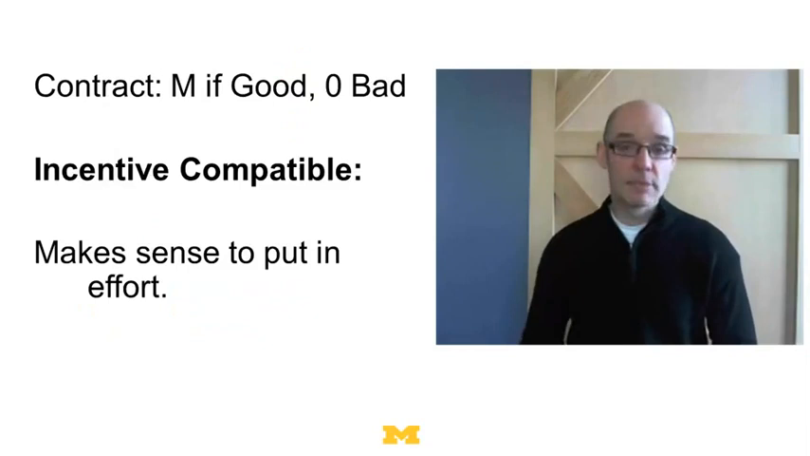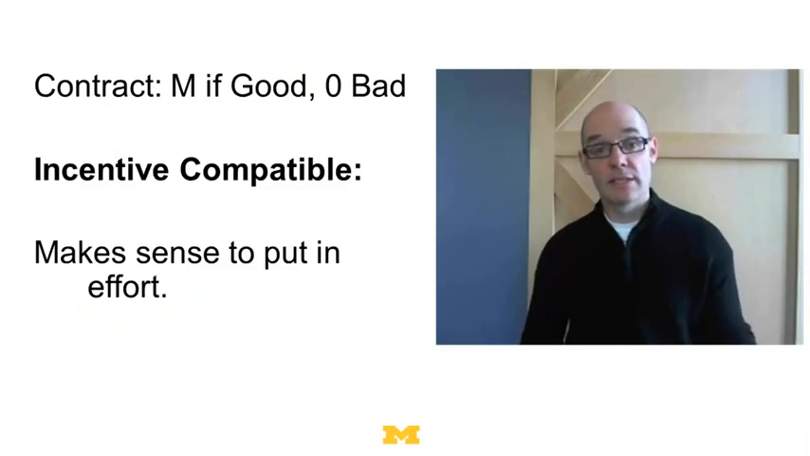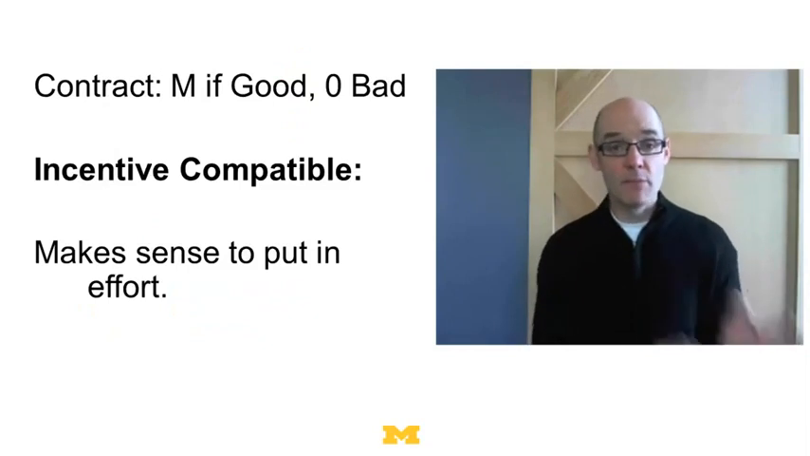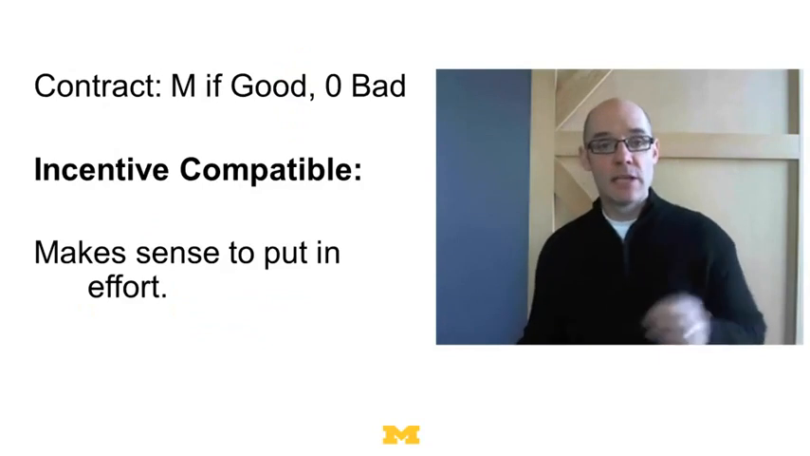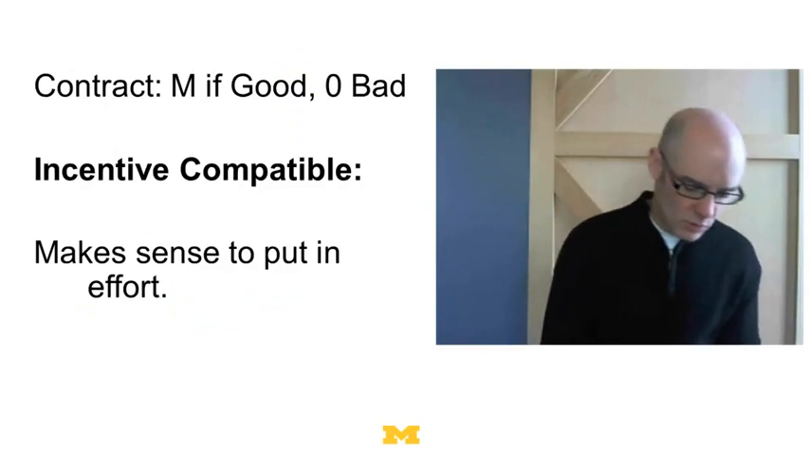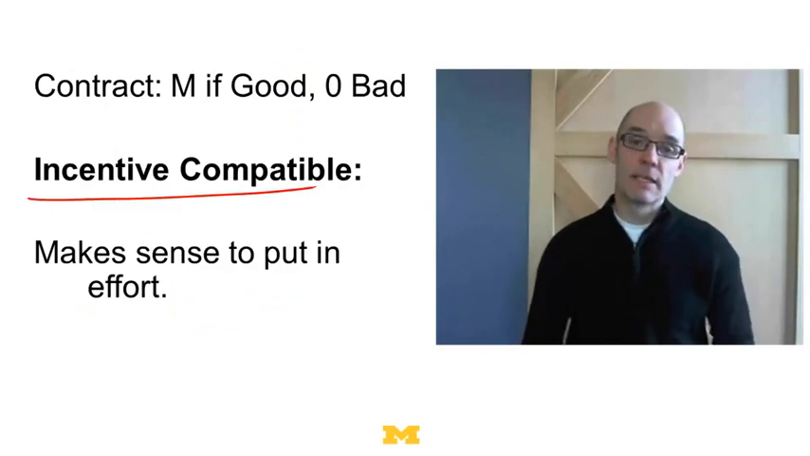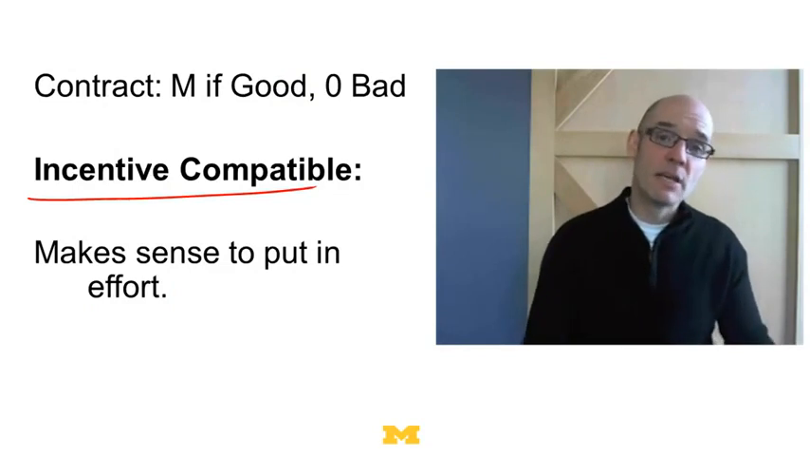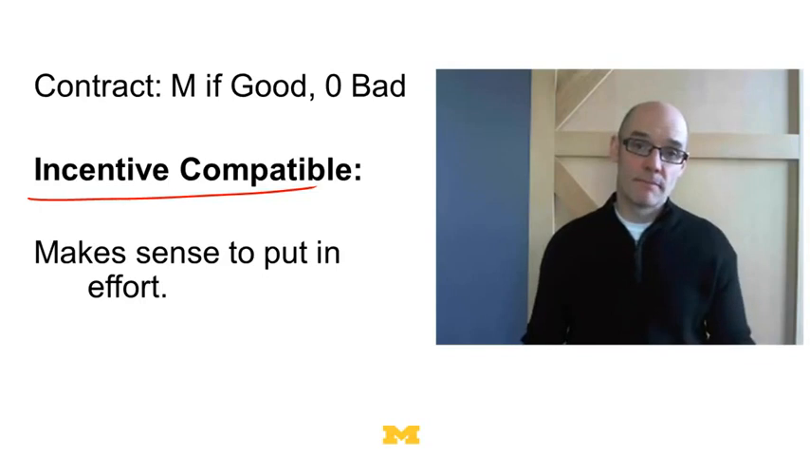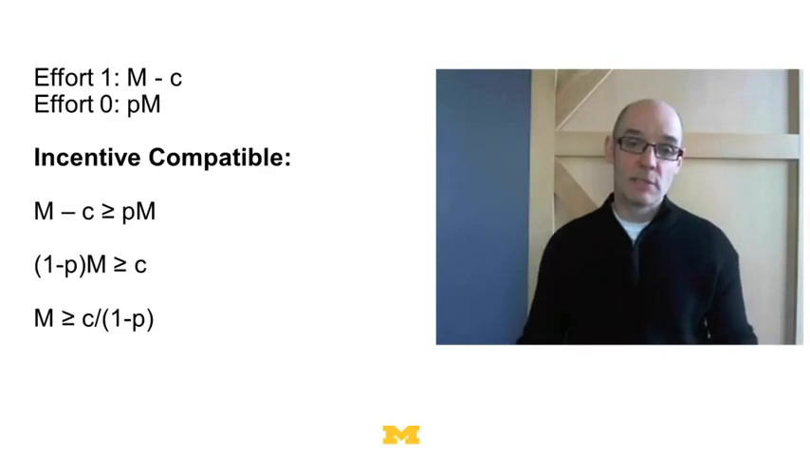Well, it turns out it's not very complicated. I want a contract that says, I'll give you M dollars if it's good, and I'll pay you nothing if it's bad. Here's the core idea: I want what's known as incentive compatibility. Incentive compatibility means that it makes sense for the worker to put in the effort. So I want to give them an amount of money M so that everybody's going to put forward the effort. So how do I figure that out? Well, it's a very simple model.